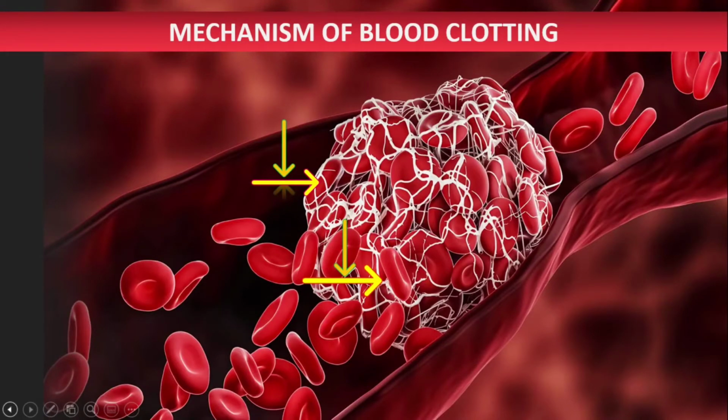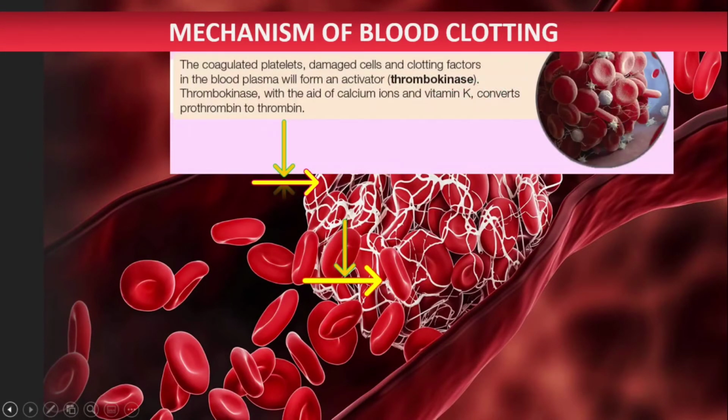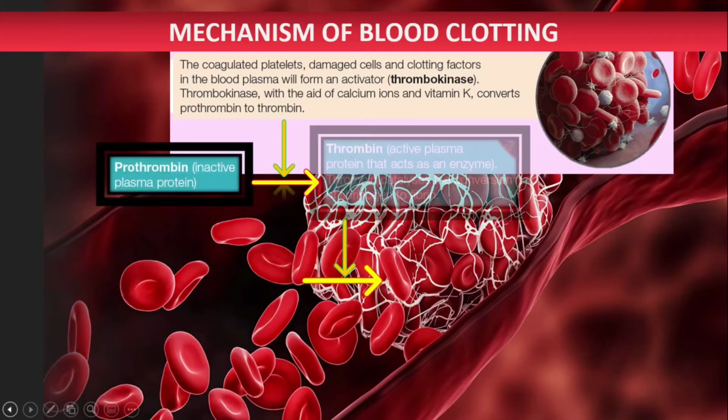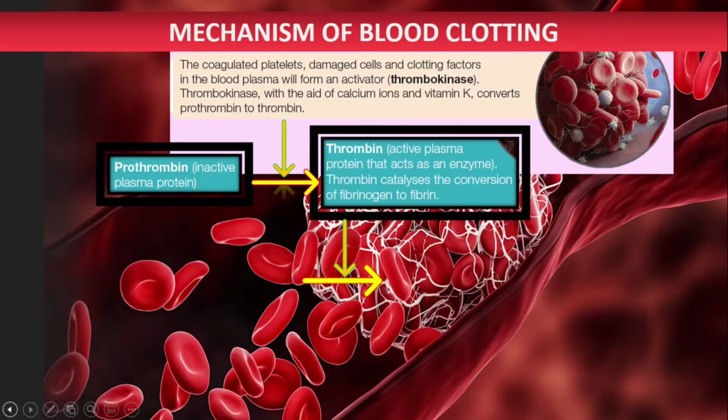This is the mechanism of blood clotting. The coagulated platelets, damaged cells and clotting factors in the blood plasma will form an activator, known as thrombokinase. With the aid of calcium ions and vitamin K, it will convert prothrombin to thrombin. Prothrombin is an inactive plasma protein. Meanwhile, thrombin is an active plasma protein that acts as an enzyme.